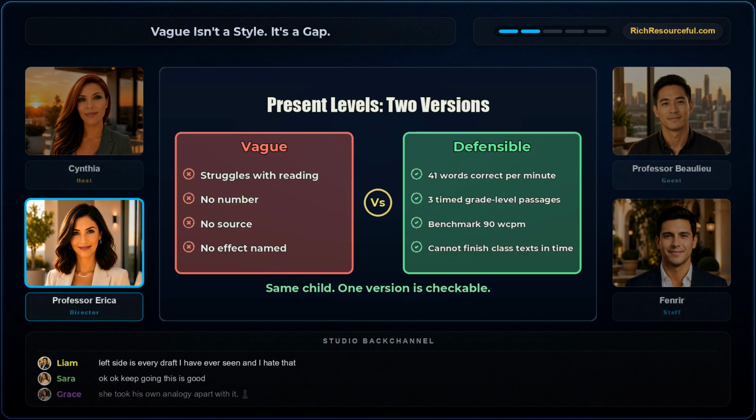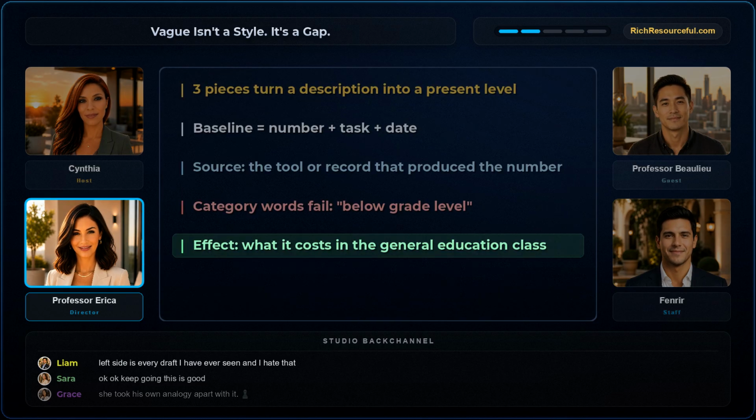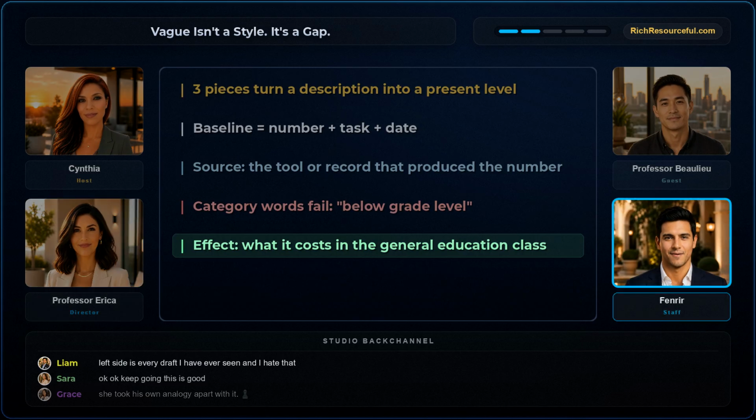Effect is the piece people cut for space, and the piece the regulation spells out. I have strong opinions about steep times on tea, and a number with no consequence on it hasn't finished brewing. Call it the so what sentence. Everything above it's a report card.